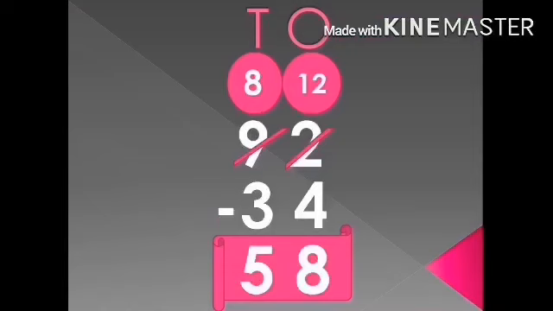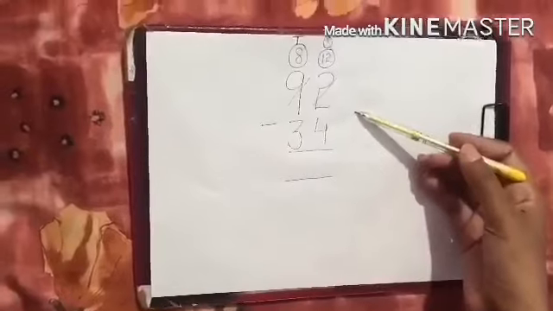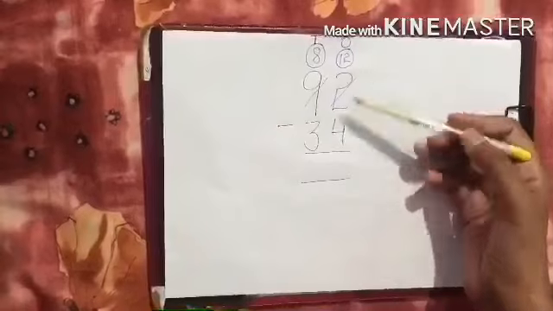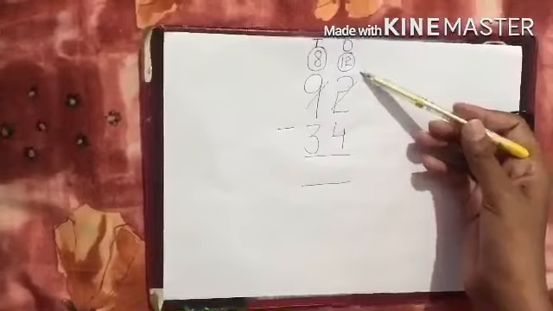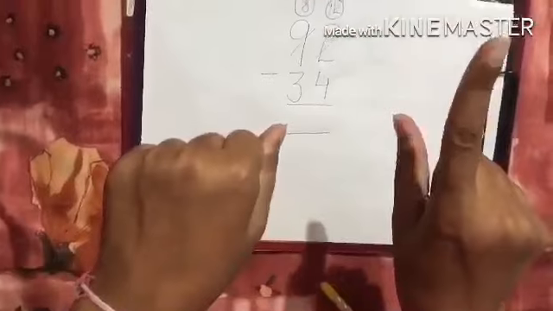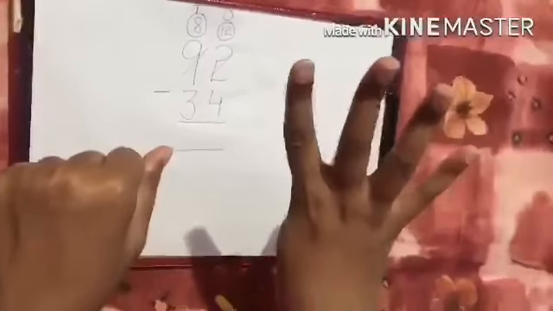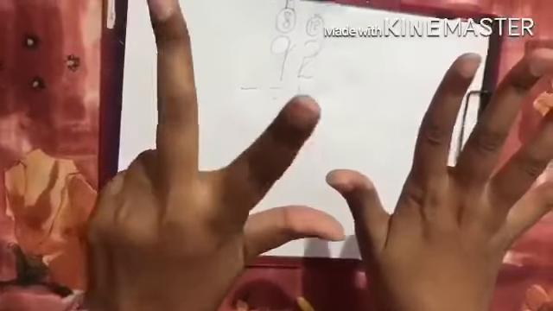Come back to the sum. 2 will become 12 and 9 will become 8. After taking borrow, we will do subtraction. Let us see how we will do it. For subtracting 4 from 12, start counting after 4, means from 5 up to 12. Let's start. 5, 6, 7, 8, 9, 10, 11, 12.